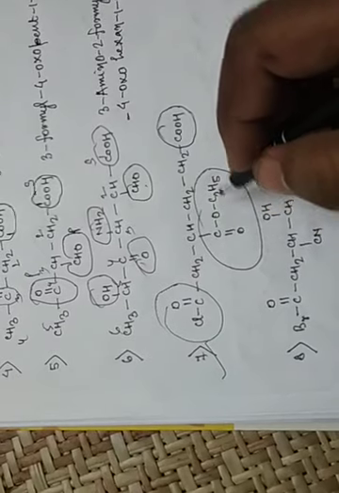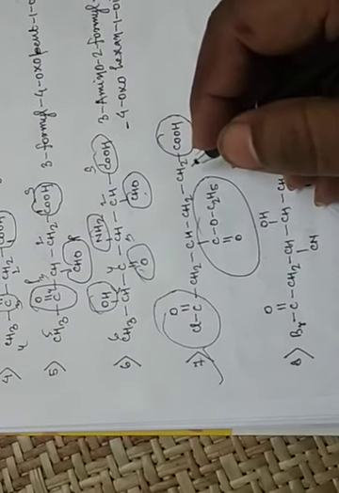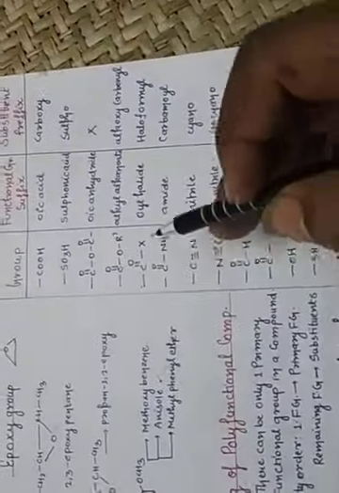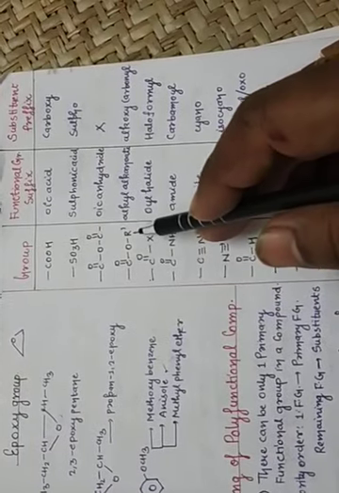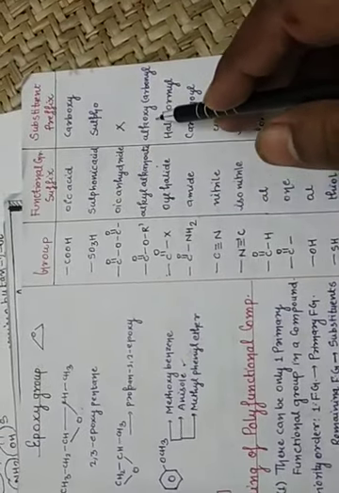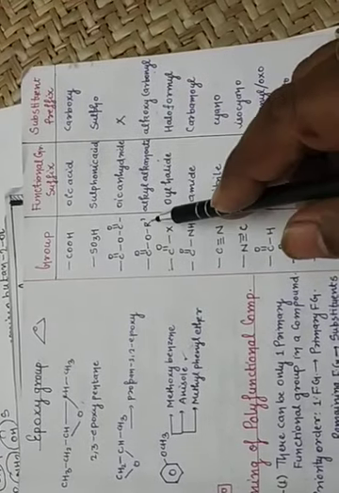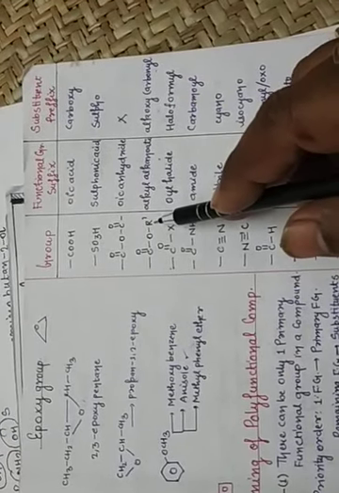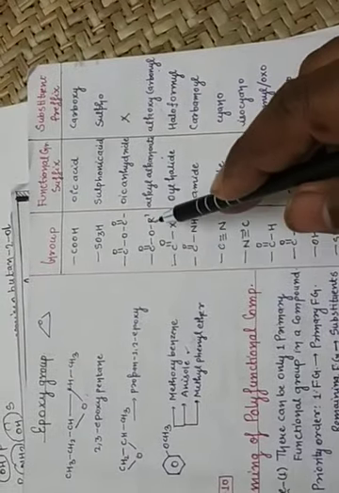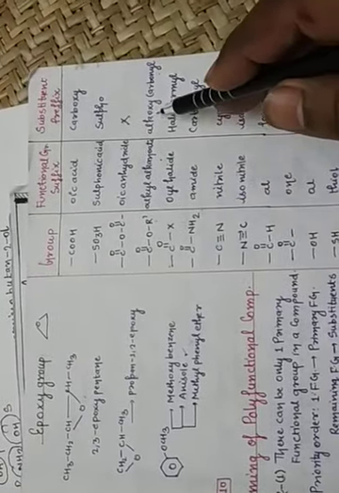C double bond O OC2H5. So how to write for this? C double bond O, OC2H5. There is an alkyl group. The suffix is alkyl alkanoate and the prefix is alkoxycarbonyl. Alkoxy means, suppose there is a CH3 group, it means methoxy, and this part is carbonyl. Suppose C2H5 is there, it means ethoxy.